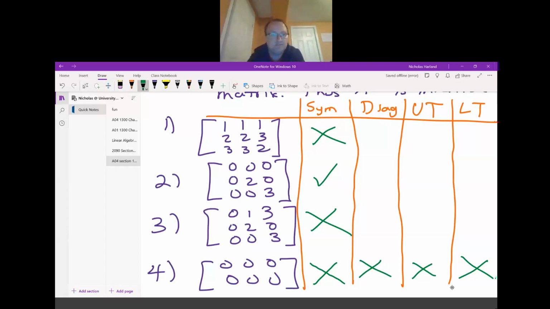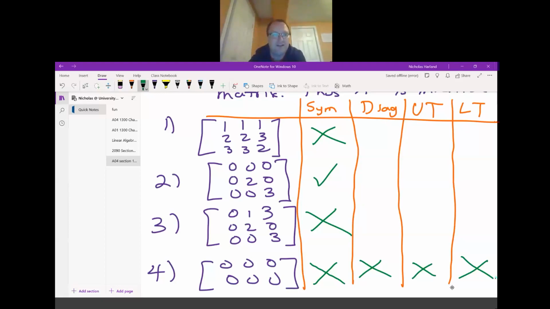Cool, diagonal. How is this not theory? I talked about what it means to be symmetric. That's theory. Anyway, sorry, I'm getting philosophical.